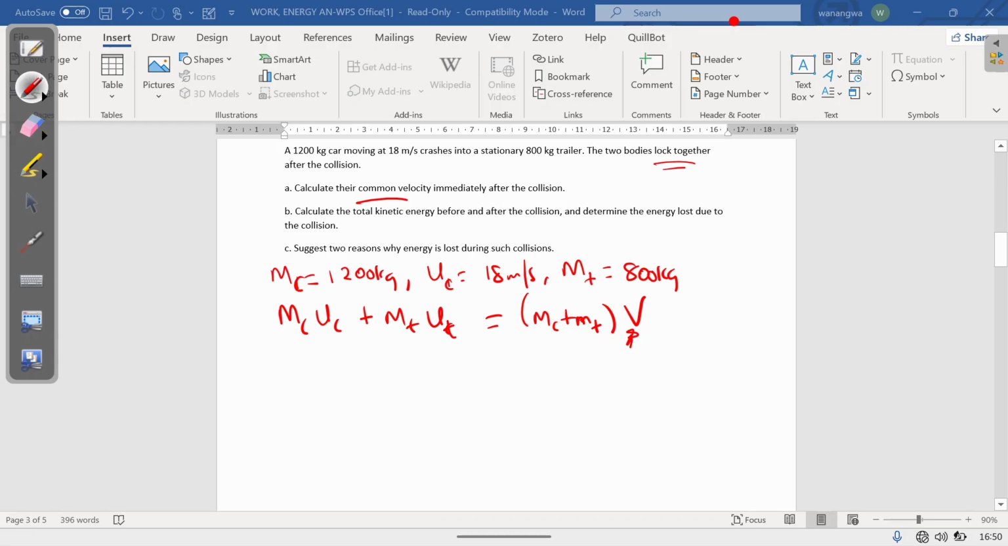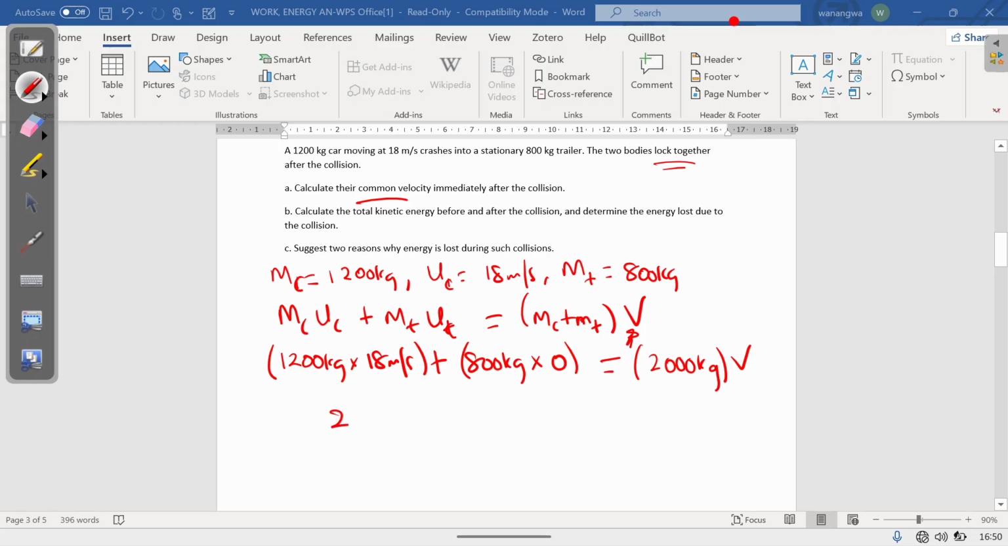And from there, what we're going to see is that we know MC, which is 1,200 kgs multiplied by initial velocity 18 meters per second. Okay, and then we're going to find that the mass for the trailer is also given, 800 kgs, but remember it was stationary, so it had no initial velocity. Now the total mass here is actually 2,000 kgs multiplied by V. Okay, so from there, let's do 1,200 multiplied by 18.